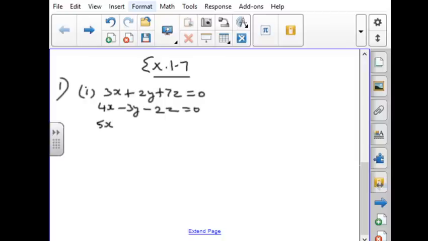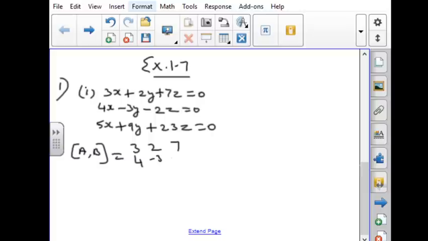5x plus 9y plus 23z is equal to 0. So this is a homogeneous system of linear equations. Now we will see how to solve this. First we will write the augmented matrix A comma B, which is just the coefficient matrix. So we have 3, 2, 7, 4, minus 3, minus 2, 5, 9, 23.